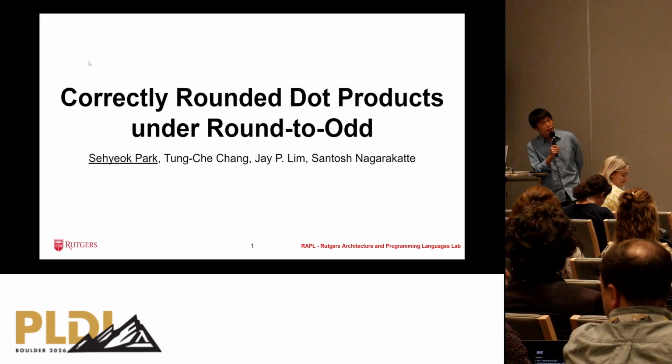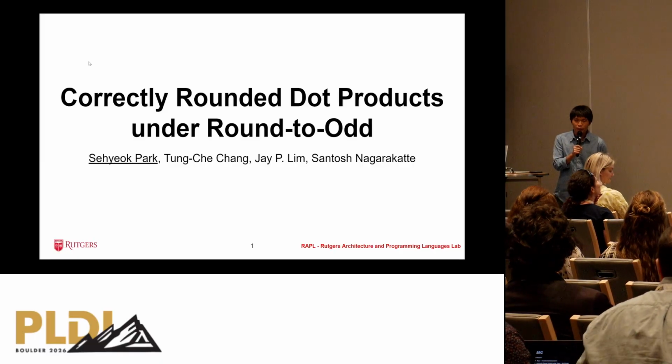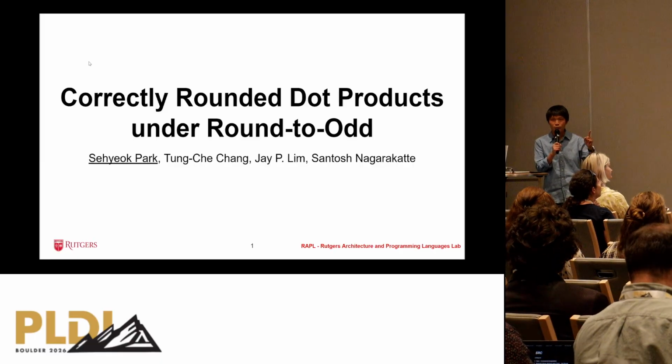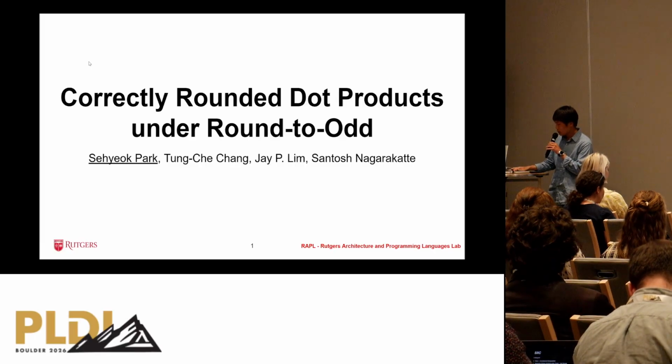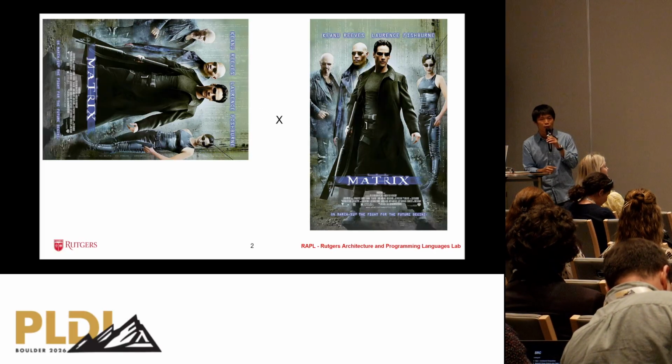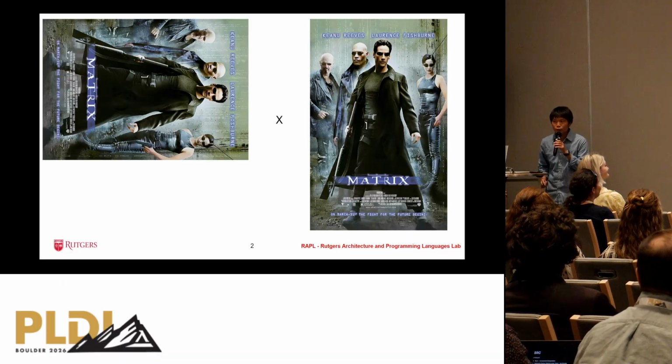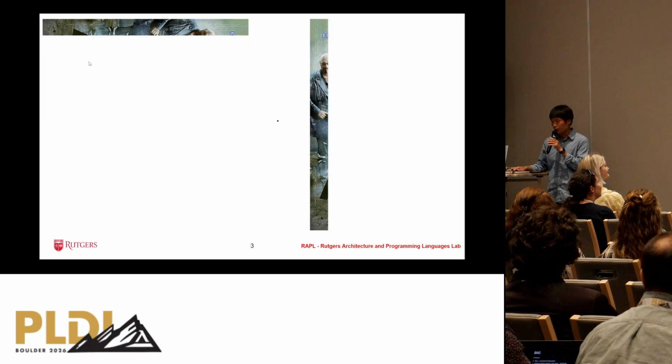Hello, today I'll be presenting a new algorithm for computing correctly rounded dot products under the round-to-odd rounding mode. So the year is 2026 and matrix multiplication is all around us. Of course, we can't do matrix multiplication without accurate dot products.